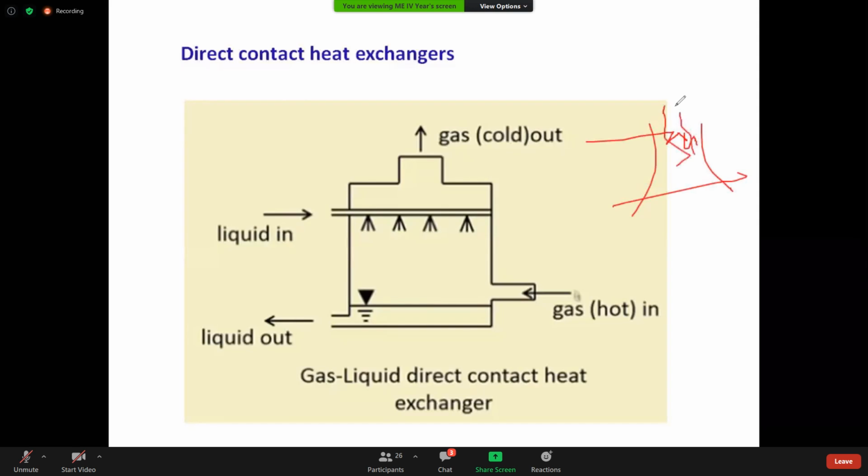Like this, the air will take the heat of the hot water and release it to the atmosphere. The cold water will be stored at the bottom, and this will be circulating. The air and water are in direct contact. That's the reason it is a direct contact heat exchanger. The exchange of heat takes place between two fluids when they are in physical or direct contact.